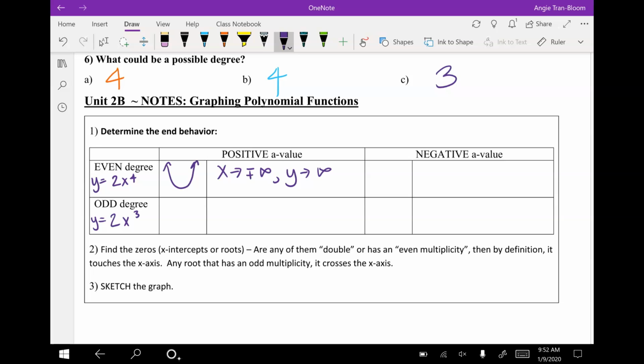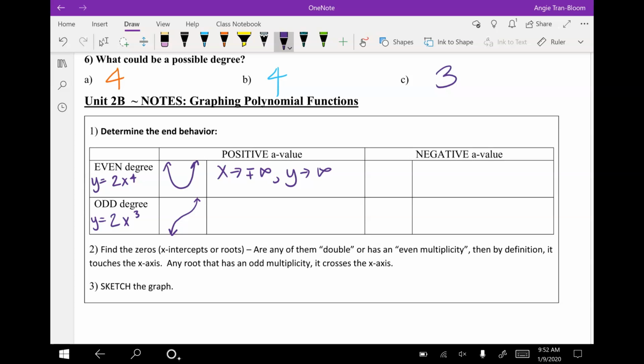What's the degree here? 3. What's your a value? 2, still positive. Do you guys remember? You guys just took a quiz on cubic. Doesn't it look something like that? Okay. Now let's think about it.